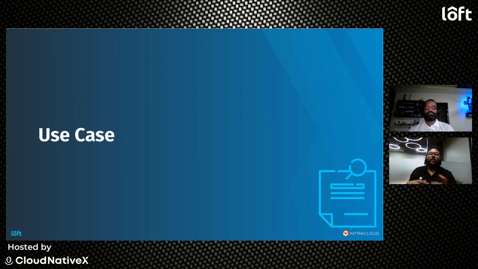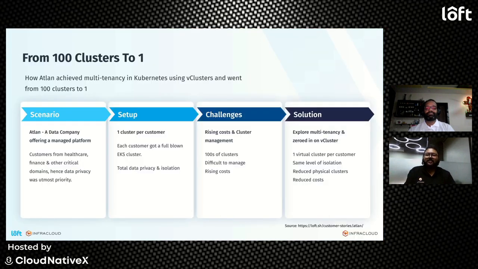So lastly, over the last one hour or so, we discussed multi-tenancy in Kubernetes, all the various types. We had a demo on vCluster. But it's important to learn from a real-life example of what a multi-tenant cluster actually does. So we are going to look at the case study of Atlan. If you have been attending these webinars, this was a use case discussed in a few webinars prior to this one. The source for this is the Loft website, so you can go there and have a look at the use case as well.